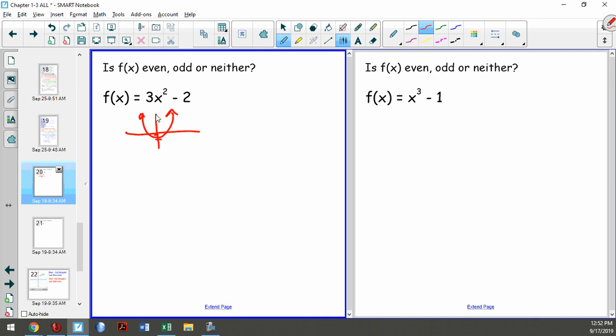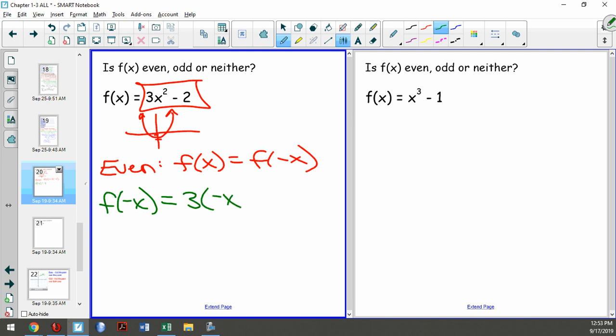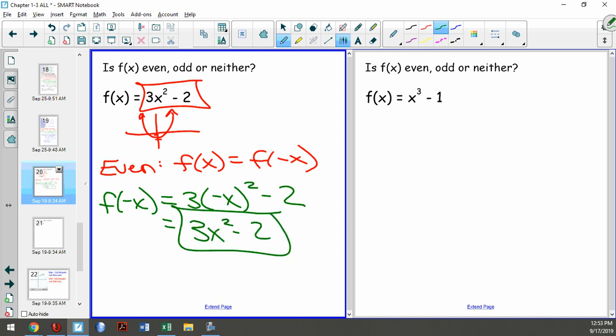So would you do odd first, or would you check the even first? Yes. So I'm thinking this is even. So I need to check that f at x is equal to f at negative x. Correct? Well, here is f of x. So all I have to do is f at negative x. So that's going to be 3 parentheses negative x squared minus 2. Well, what's a negative x times a negative x? Positive x squared. So do my boxes equal each other? So what did I just show you? It's an even function. Do we understand that?